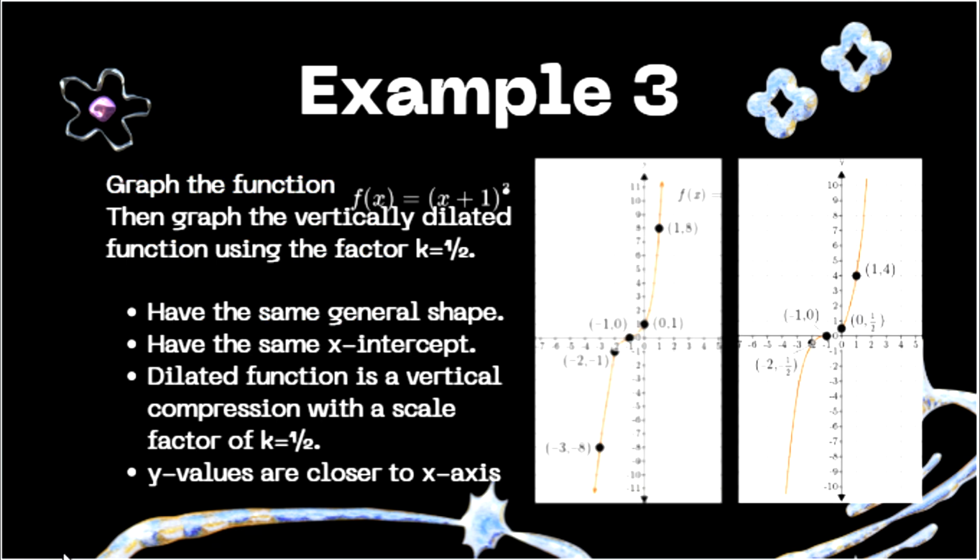If you look at these graphs, you can see that they have the same general shape. They both have the bend. They have the same x-intercept, which is right here at -1, 0. The dilated function is a vertical compression with a scale factor of 1/2, and y values are closer to the x-axis.